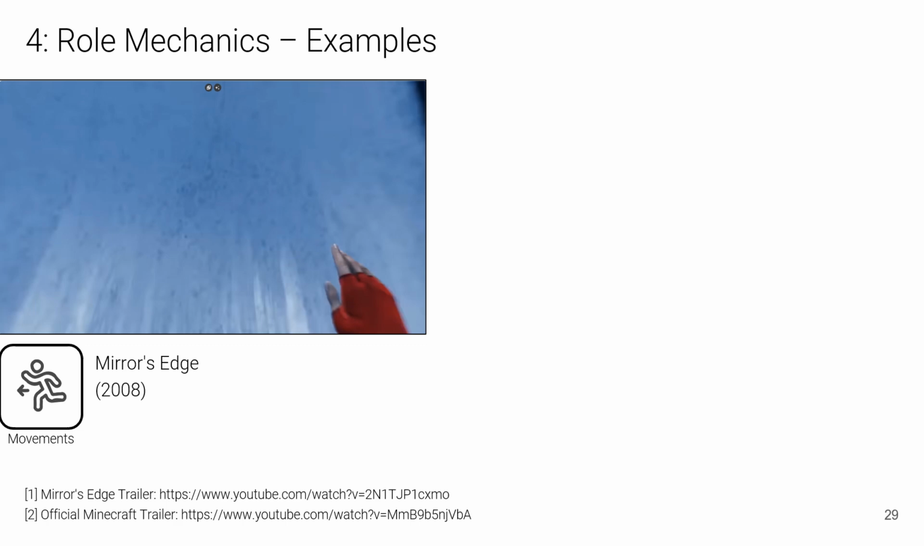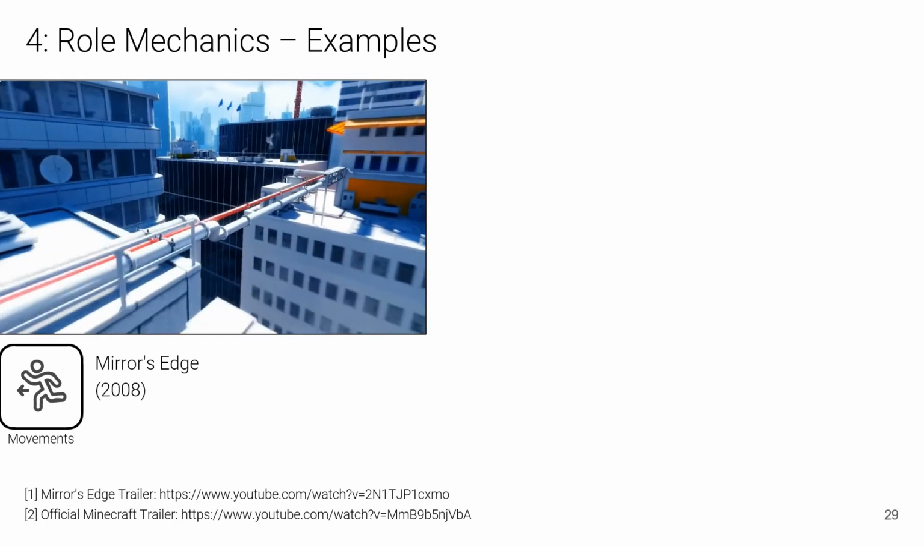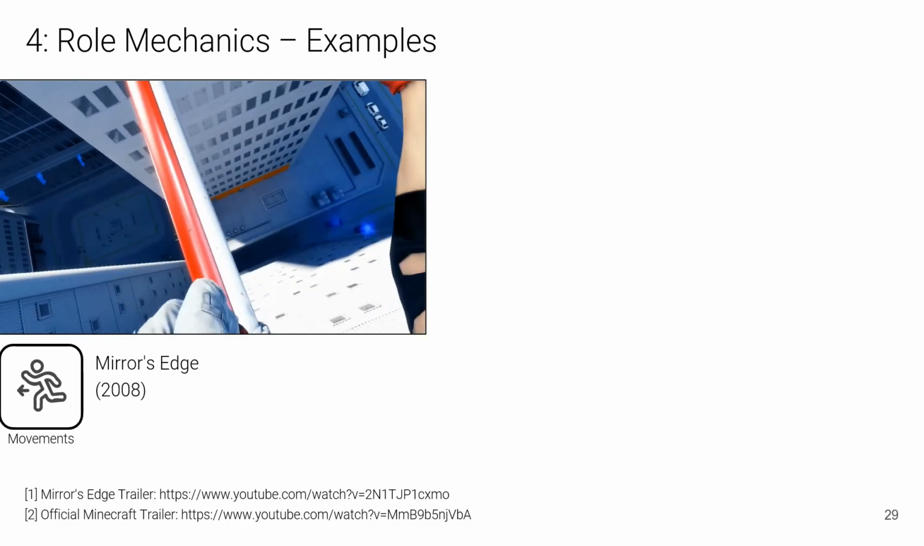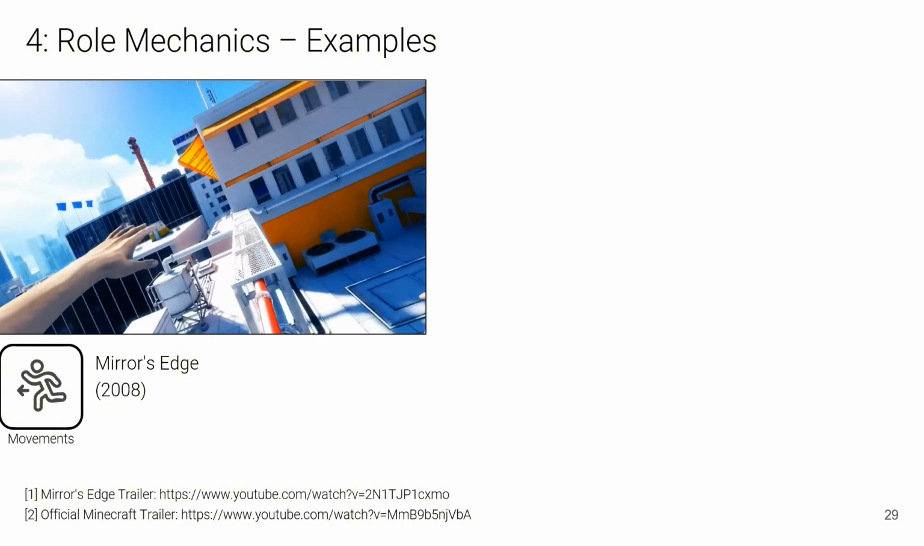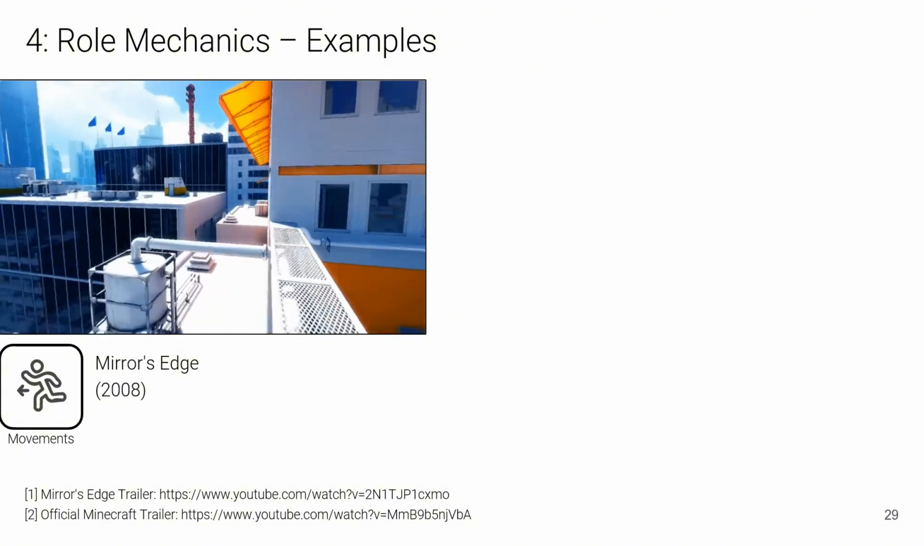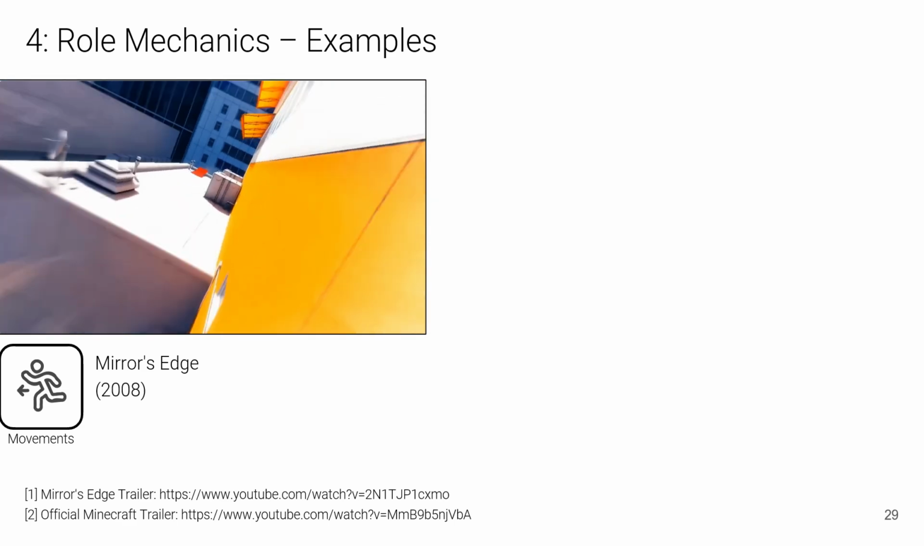In Mirror's Edge, the player takes on the role of Faith, a runner who moves through a futuristic city, using only free body movement: running, jumping, climbing, wall running. The camera remains in the first-person perspective, which makes the movement feel particularly immersive and physical.